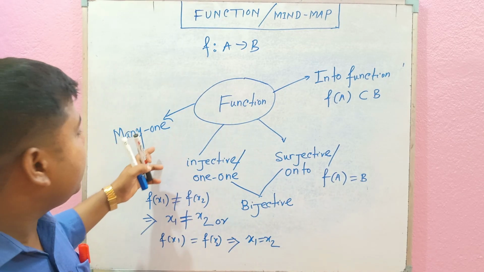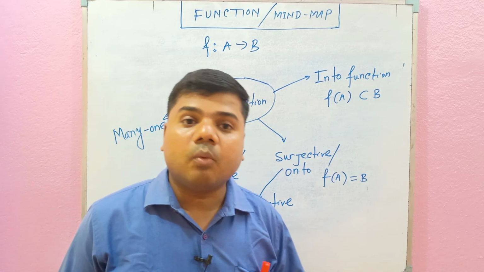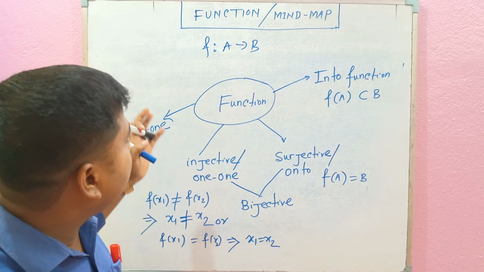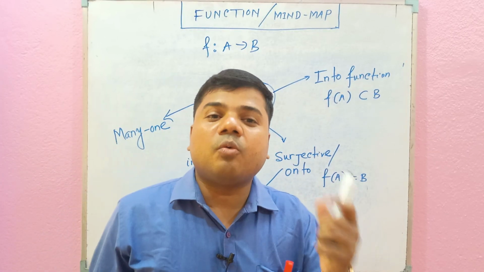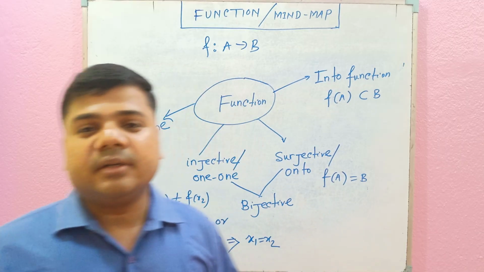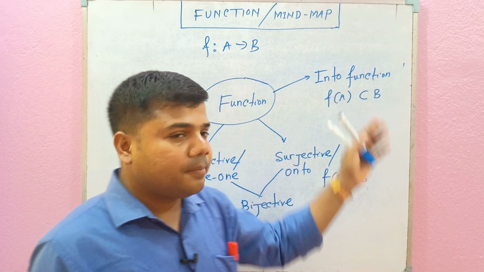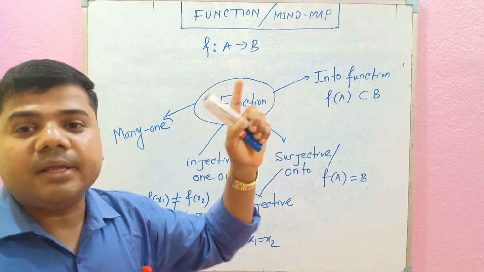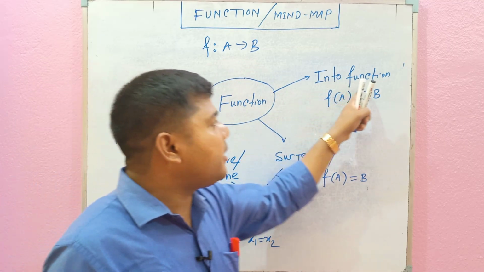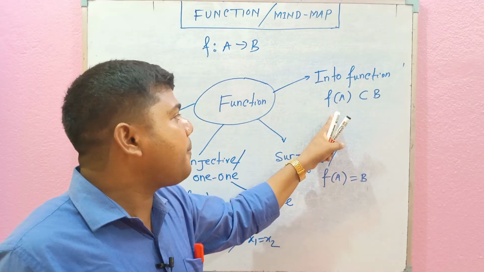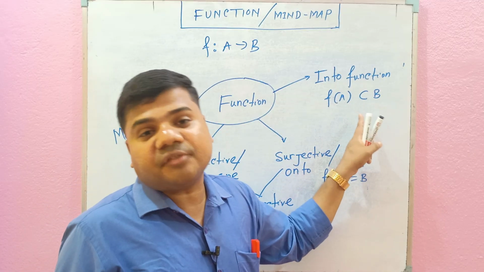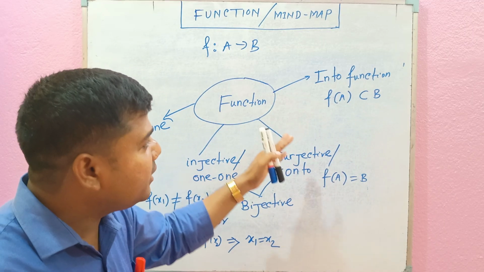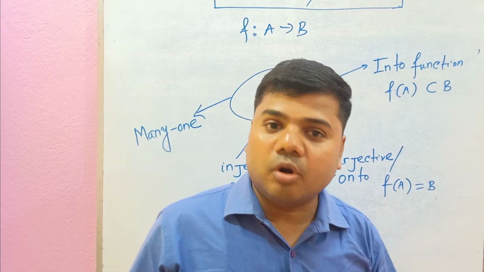A function is said to be a many-one function where many elements of A are assigned to one element of B. Next, into function. A mapping F maps A to B is said to be an into function or mapping if f of A is a proper subset of B. That is, the range set is a proper subset of the codomain set.